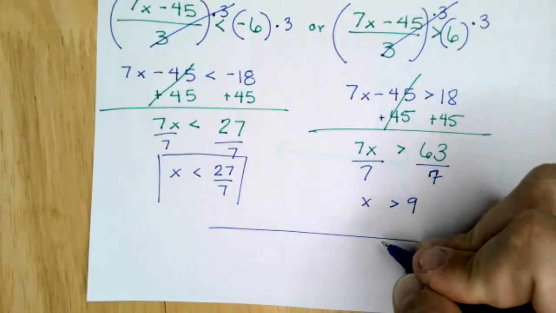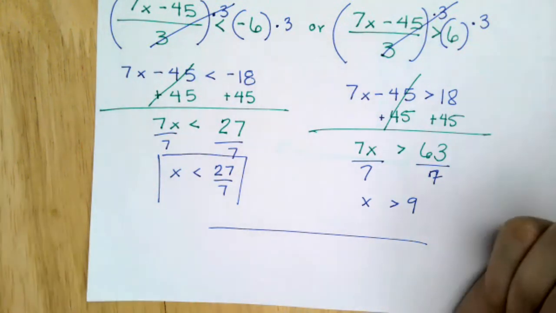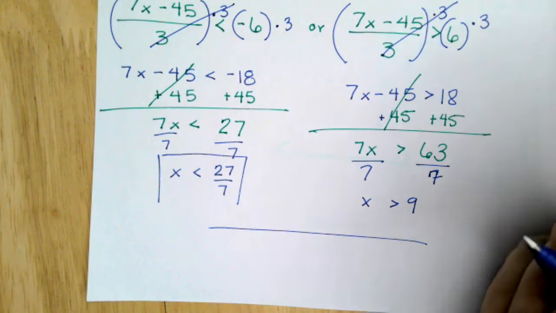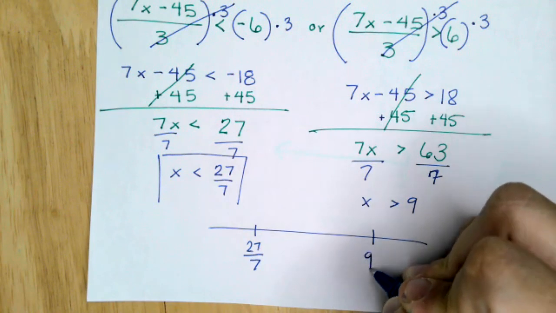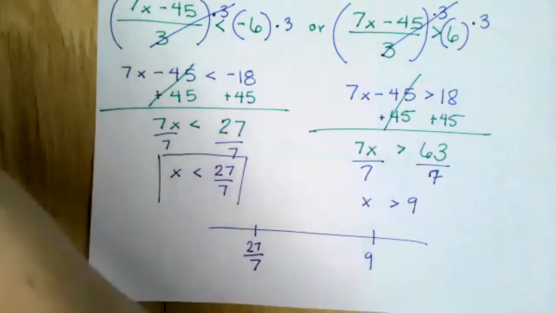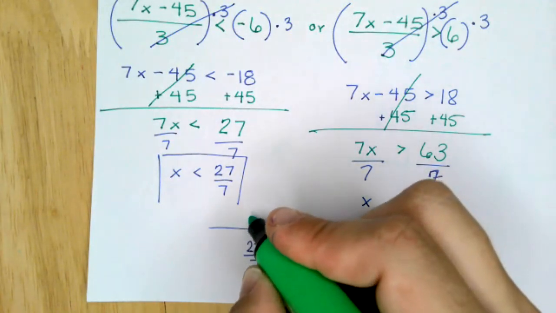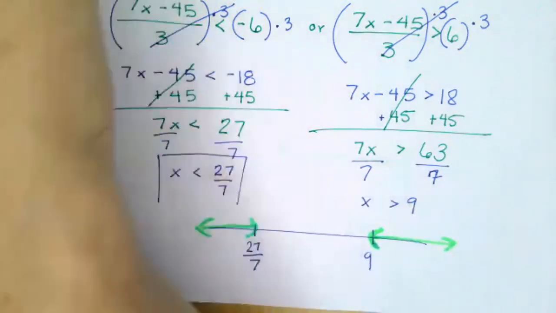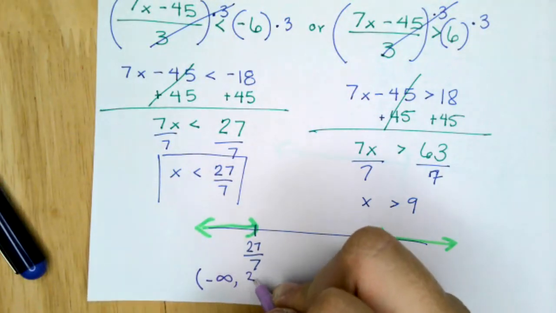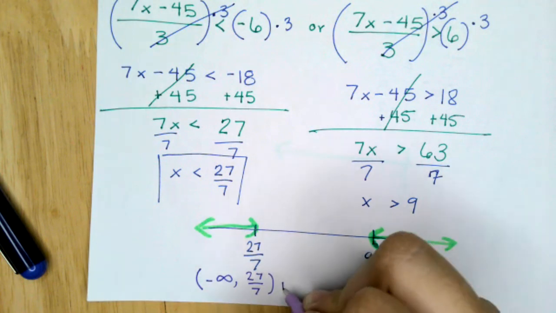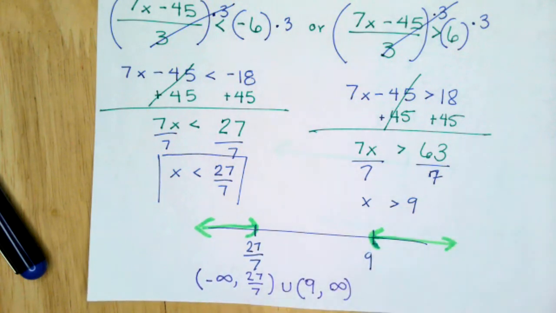Here's my graph. I've got a 27 over 7, which is like a 3.5, almost 4. And I've got a 9. x is greater than 9, and x is less than 27 over 7. So it goes from negative infinity to 27 over 7, the union with 9 and infinity.